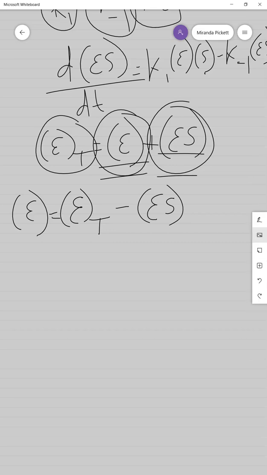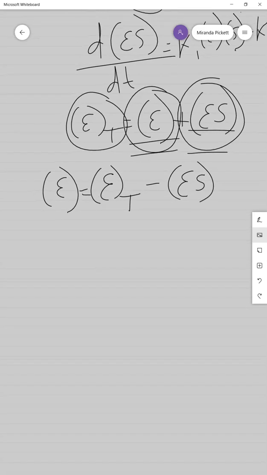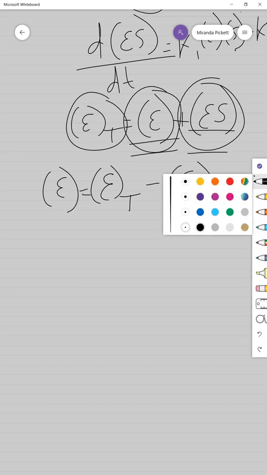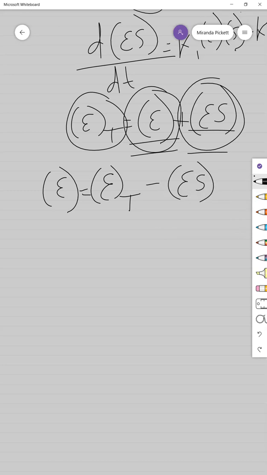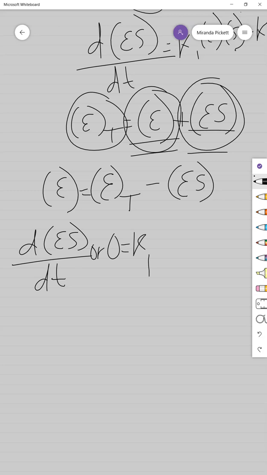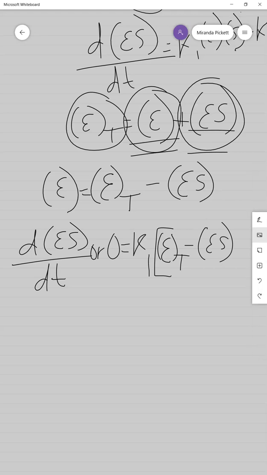From here, we can substitute the total enzyme minus the bound enzyme into the previous equation that we had for E, and we're going to end up with d[ES]/dt, which also, as we know, equals 0, equals K1 times our enzyme total minus our ES. Again, I'm going to have to move over here.